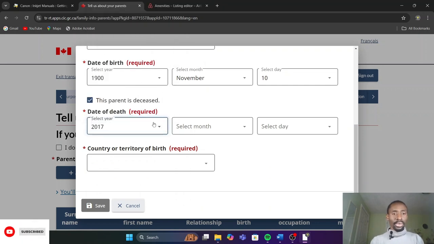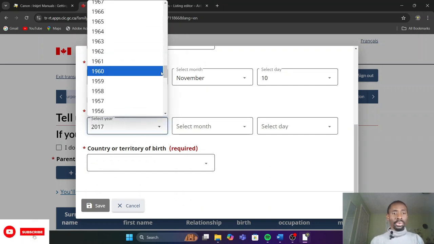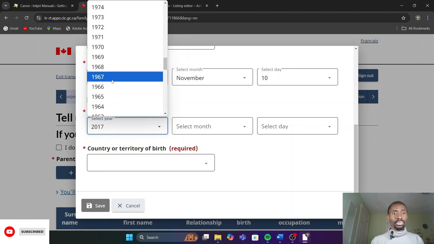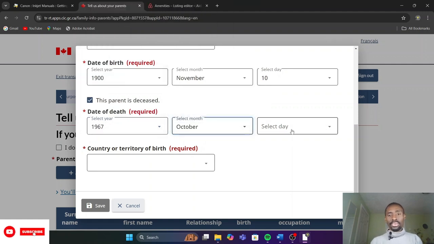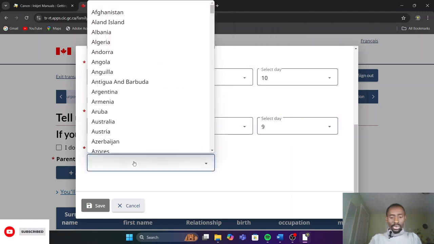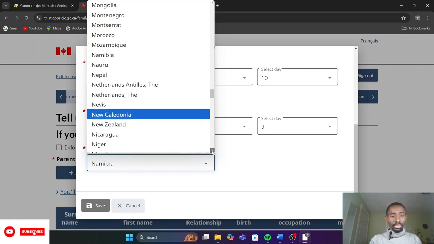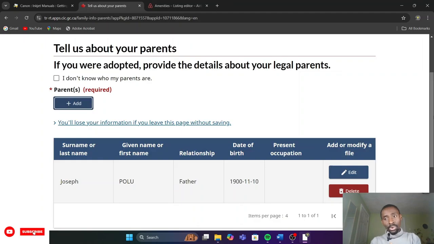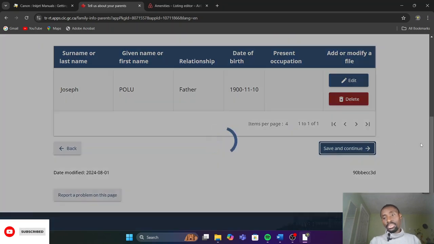Okay. That was after they gave birth to mother. Yeah. That's 7 years after they gave birth to mother. So current Nigeria. Country of birth Nigeria. Then you save. Then you add the mother also. But in this case, to save time, just save and continue.